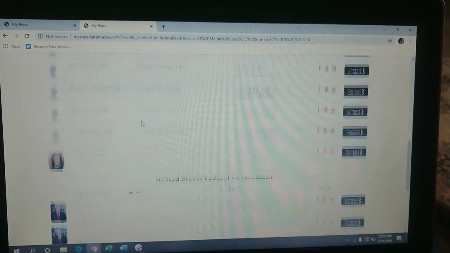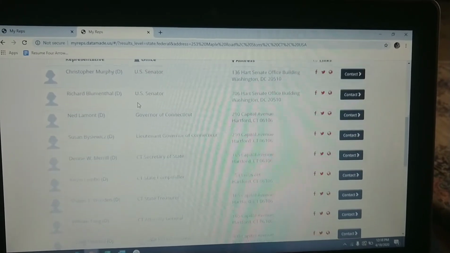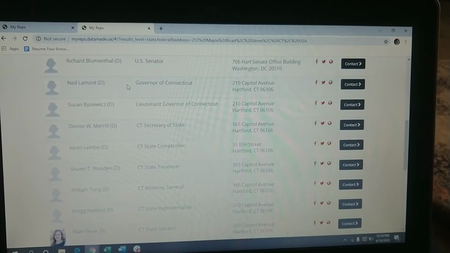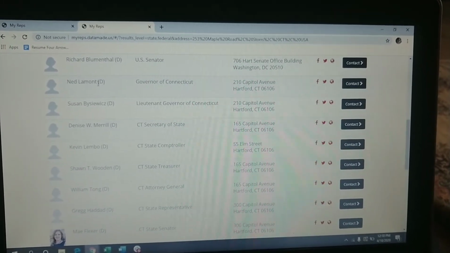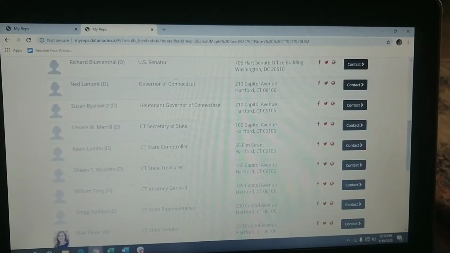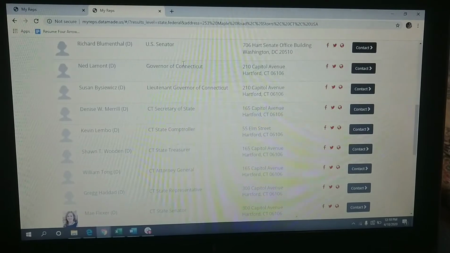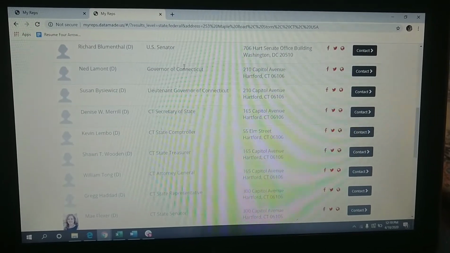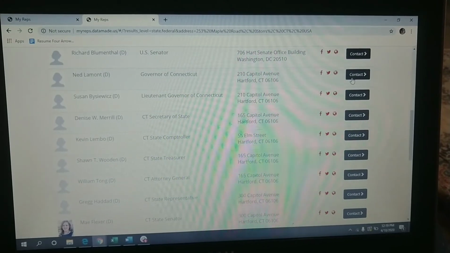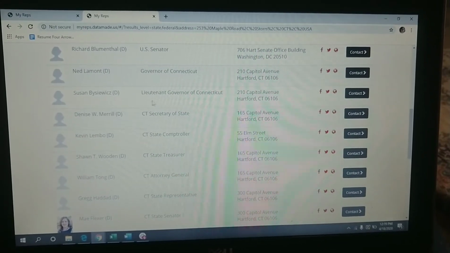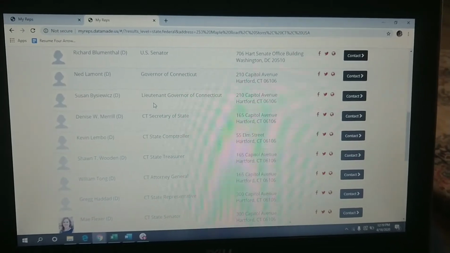And then lastly, I want to show you my state representatives. So right after the U.S. senators, the next person who pops up is the governor. And so for Connecticut, the governor is Ned Lamont. And what I like to think of the governor as is kind of like the president of the state. So he has a lot of power over state legislation, but not so much over federal. And so if I want something done at the state level, I might contact him right here. And then Lieutenant Governor is kind of like Vice President, but for the state of Connecticut.